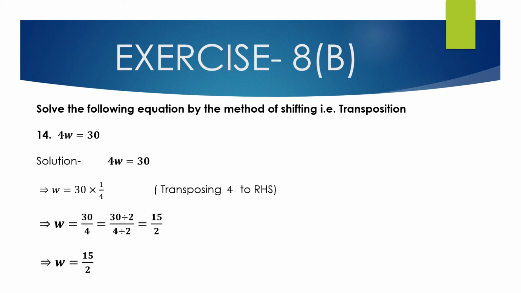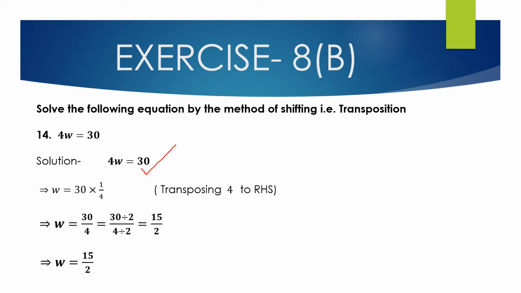Now we'll solve question number 14. 14 is 4w equal to 30. This is the equation given and we have to solve the value for the variable w using the method of shifting or method of transposition. Now w will be, 4 multiplied with w on left hand side. This 4 transposed to the right hand side, then multiplication changes to division.